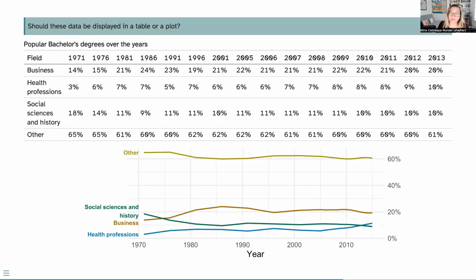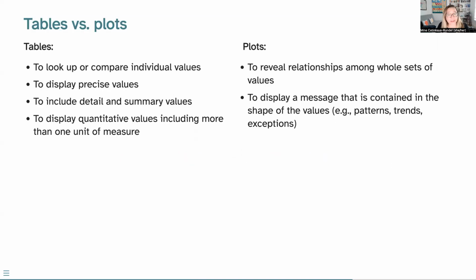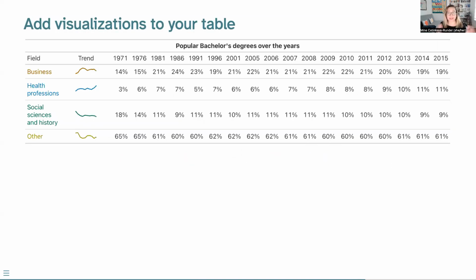So do I have to choose between these two? Maybe I don't. Maybe if I have an audience that's interested both in the exact values, but also in seeing the trend, I can use something like this. These are called spark lines in the trend column. So you can basically embed a visualization inside of your table. Technically, they're a little bit more tedious to make, of course, but depending on the software you use to make this, there may be a nifty option for doing that.